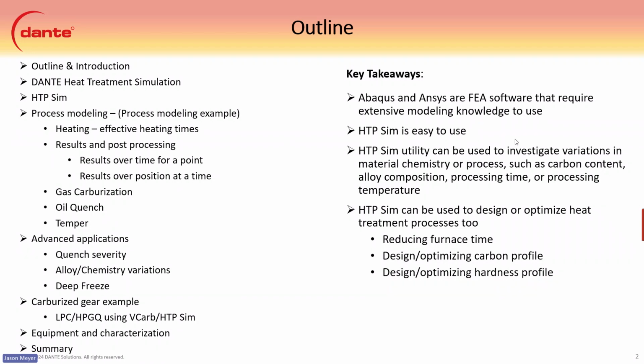While we're talking, I'd like to have a few key takeaways here. The Abaqus and ANSYS FEA software require extensive modeling to use, so that's for your full FEA program. But HTP Sim is very easy to use, and it's a utility that can be used to investigate the variations in chemistry, such as carbon content or alloy composition, and we can also investigate processing times and processing temperatures for your heat treatment process. It can be used to design and optimize heat treatments by reducing furnace time, designing optimum carbon profiles and hardness profiles.